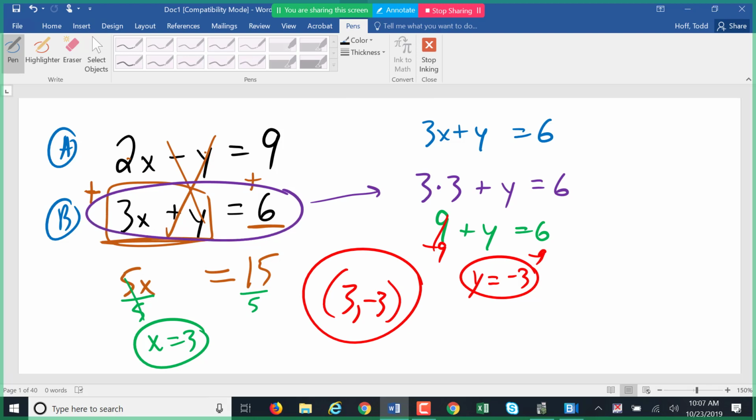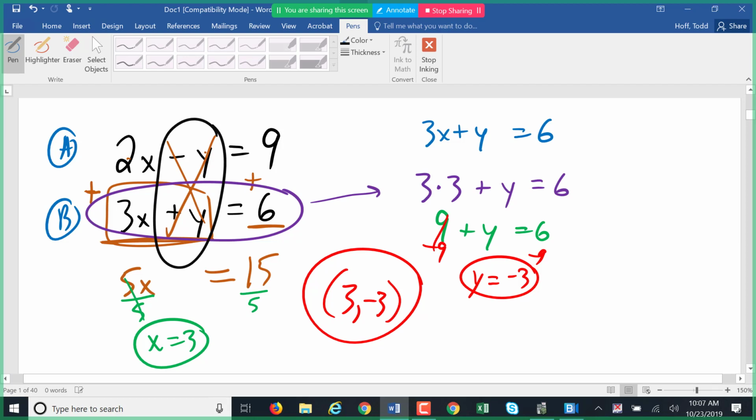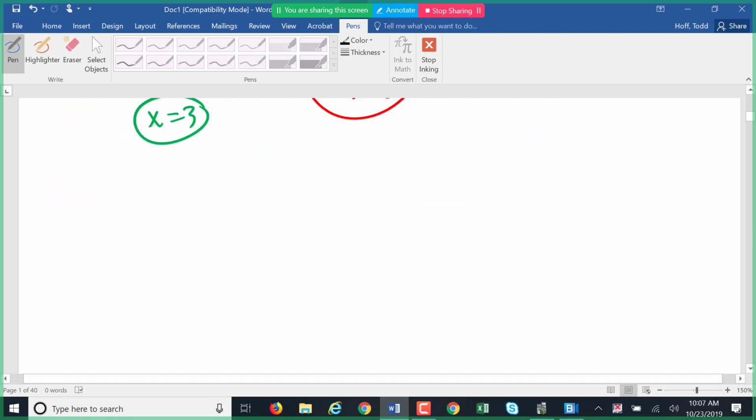Now that system worked very simply because I have negative y in one and a positive y in the other. They canceled out automatically. They were all set to do that. That's not always the case. Sometimes we have to force the issue.